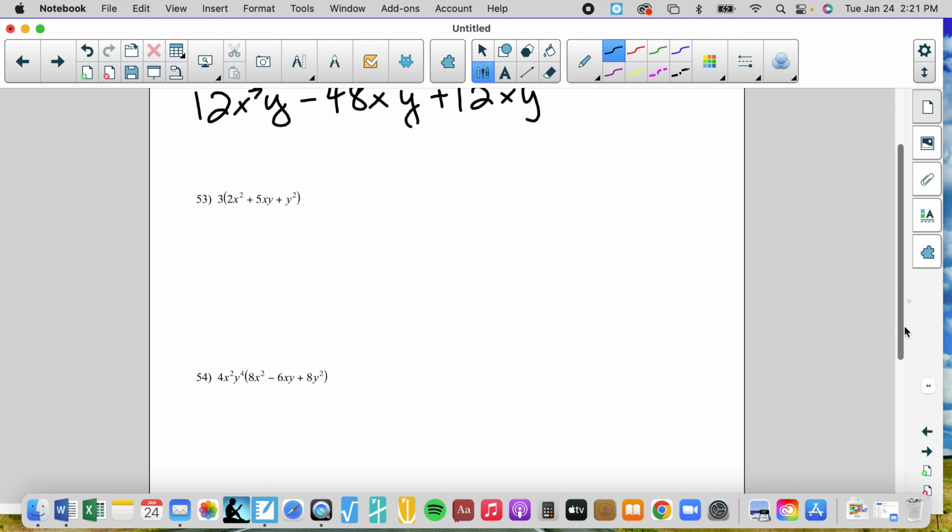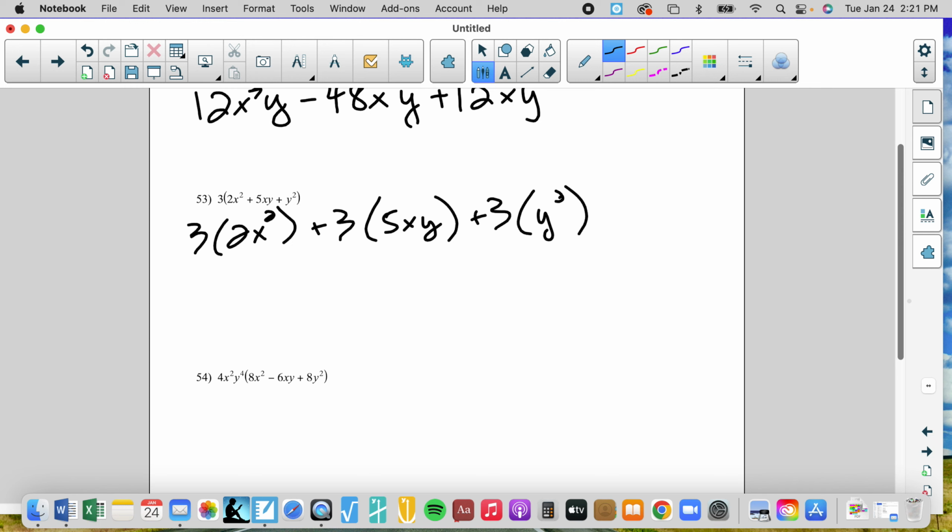That's in standard form. 3 times 2x squared plus 3 times 5xy plus 3 times y to the second gives 6x to the second plus 15xy plus 3y squared. So if we look at the first variable, x, x, y. These x's are going to come before this y. This y has to be the last one.